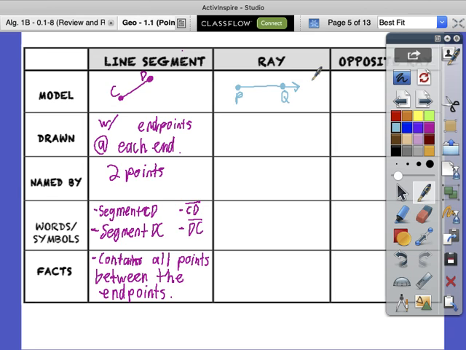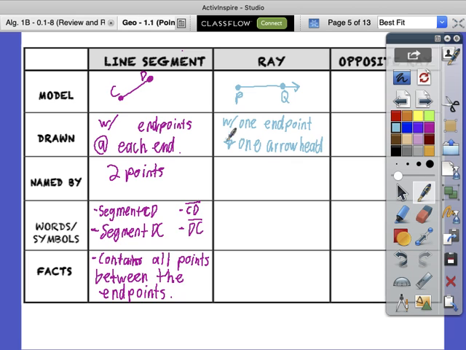Okay, so that's how it could look. That's how a ray could look. This one is drawn with one endpoint. And what does it look like? It also has one dot. That's the endpoint. And then one arrow. I'll say one arrowhead or one arrow, either way is fine.